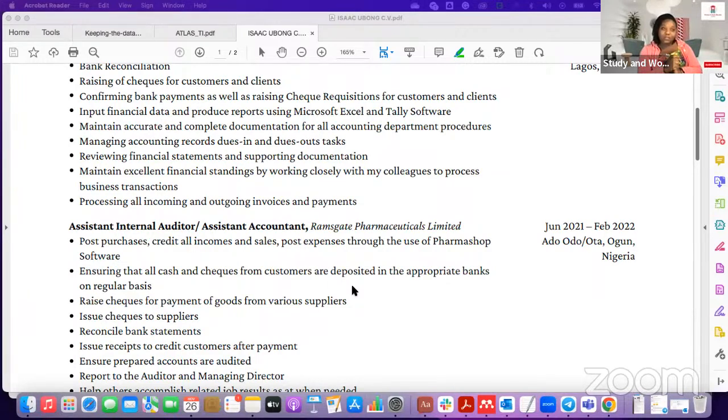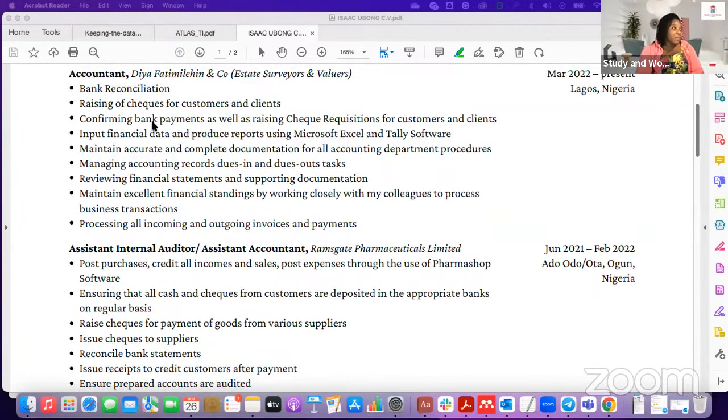So instead of saying, for example, confirming bank payments, as well as raising check requisitions for customers and clients, instead of writing this, you should write confirmed. Don't say confirming, say confirmed bank payments. You confirmed bank payments, that's what you have been doing. And then say what it did. What was the result of what you did?